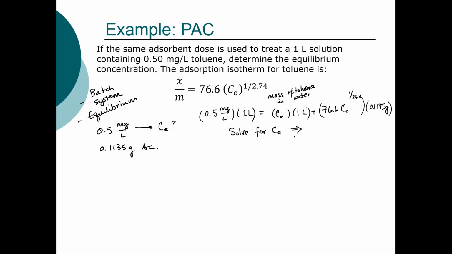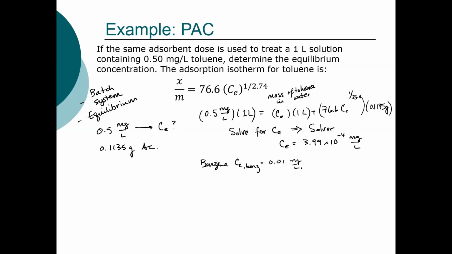Easiest way to do that is in Excel. Set up Solver, and in roughly a couple seconds, you get the answer. And the answer is about 4 times 10 to the minus 4 milligrams per liter of toluene. So for benzene, the equilibrium concentration was 0.01.